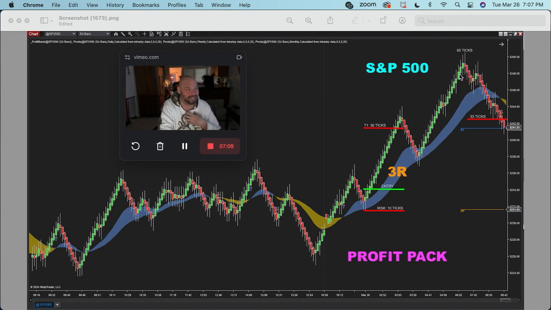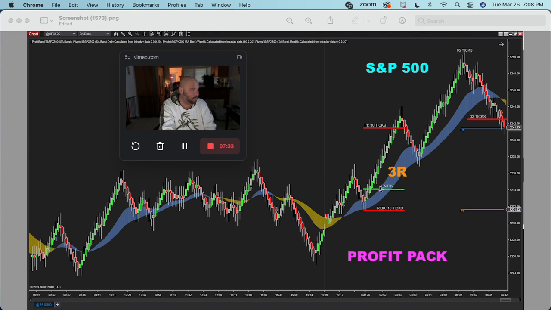I'm not here to dictate to you how to manage your money. I'm simply here to illustrate to you so that you can learn from proper risk management execution. Whatever you do or don't do is totally up to you. I'm not here to dictate that to you. But this trade ran as high as 65 ticks, right?